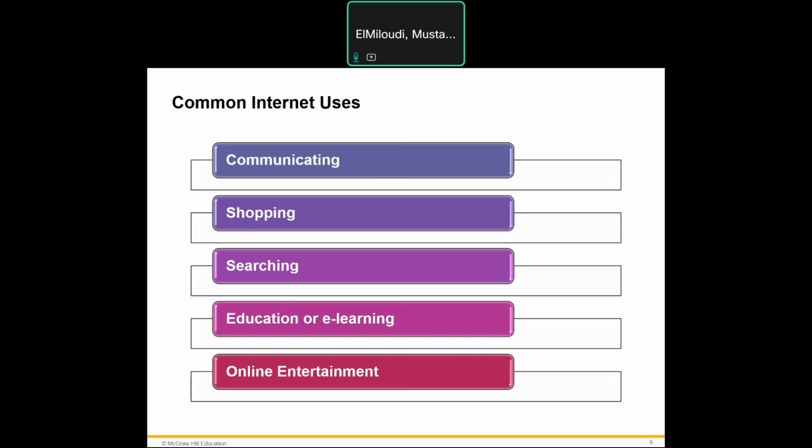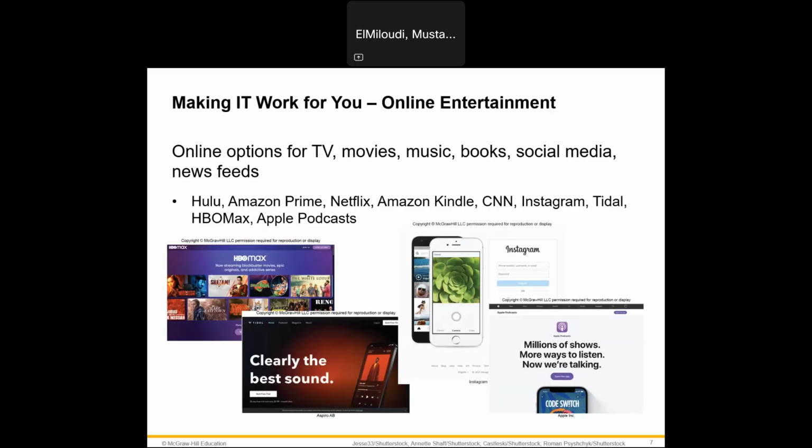We use the internet to communicate with each other, and also for education. Many people take classes online because it's more convenient, especially if they work full time or have other responsibilities, have children, for example. So it's more convenient for them to take classes online than going to campus. And of course, many people use it for online entertainment, like watching movies or playing games. So it becomes more common now. This is an example of the online entertainment that people use.